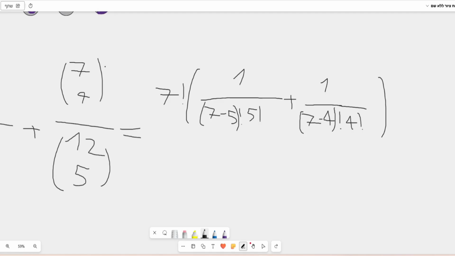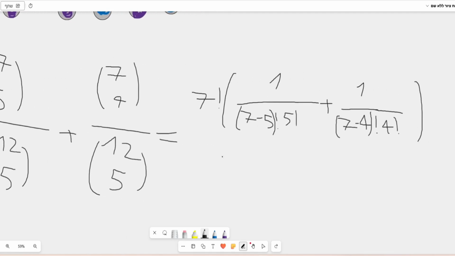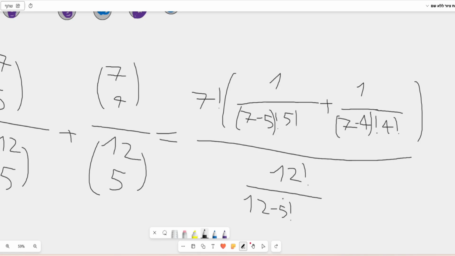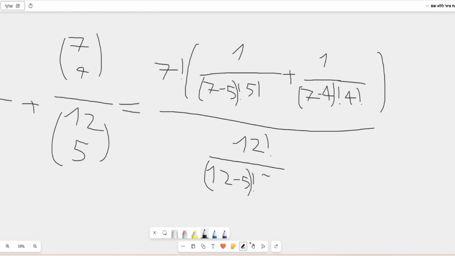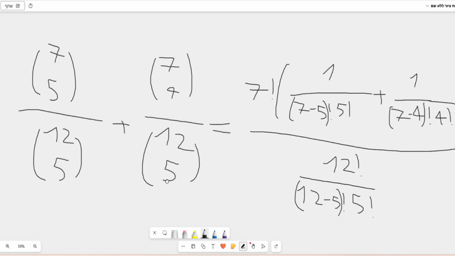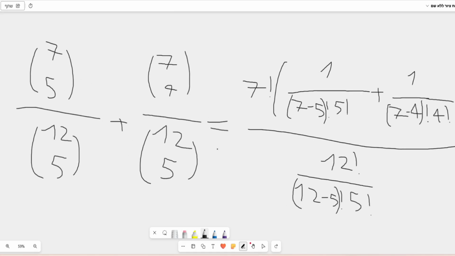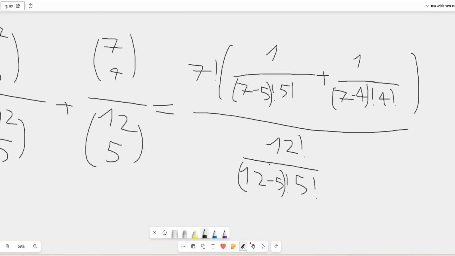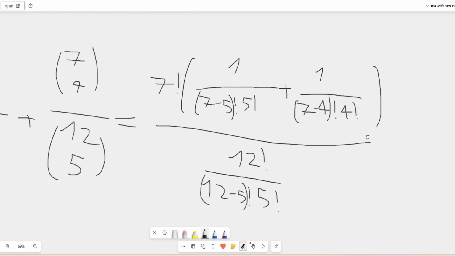This is going to be on the top, and on the bottom we'll have 12 factorial over 12 minus 5 factorial times 5 factorial. Now we can solve it. Alright, this is just 2 ways to do it. Let's expand.